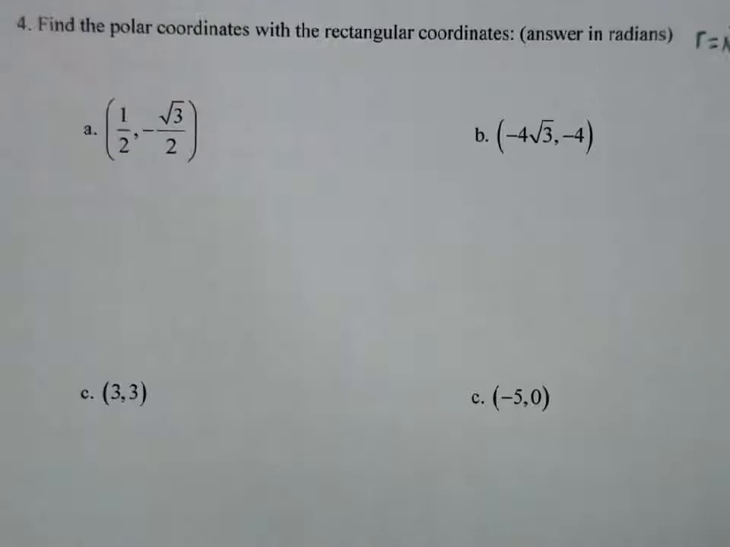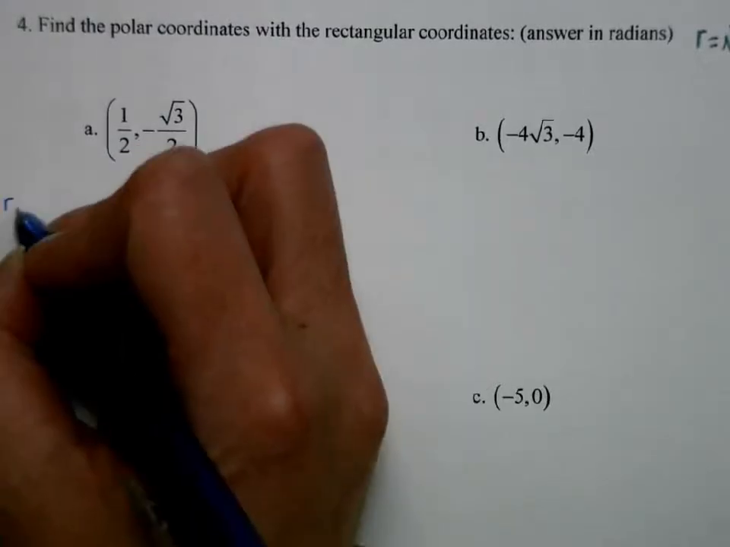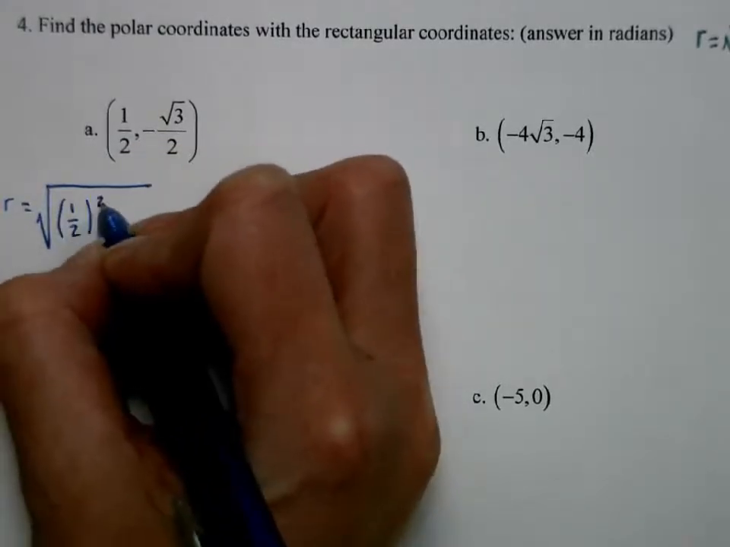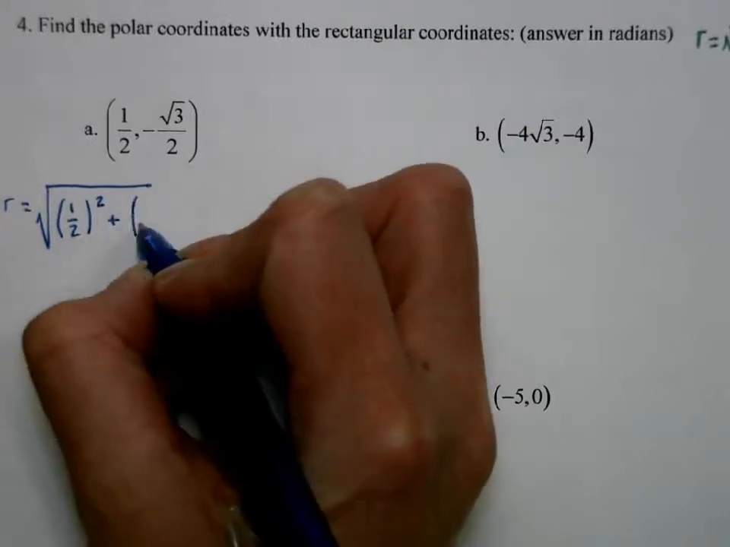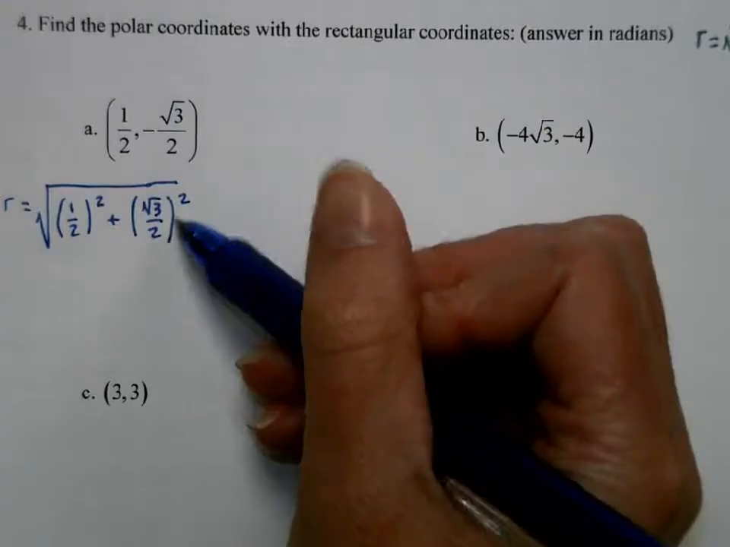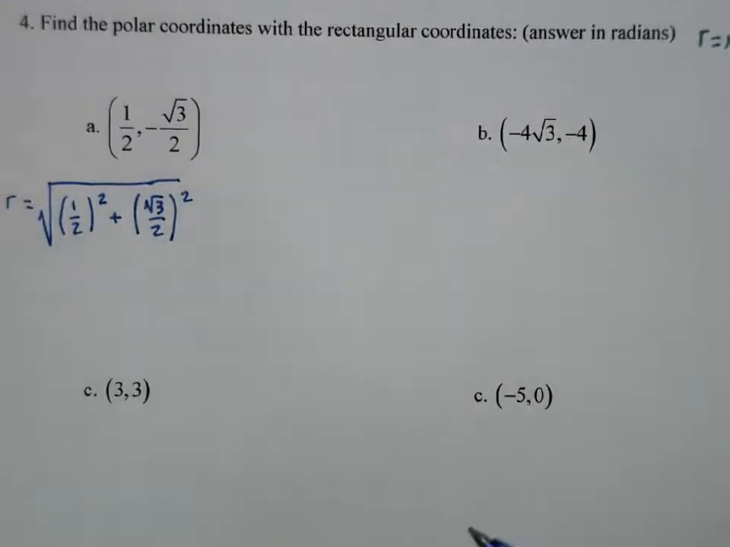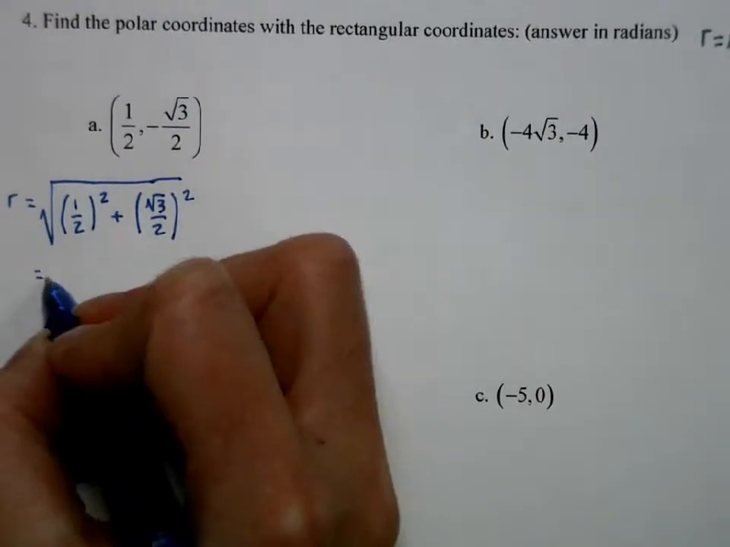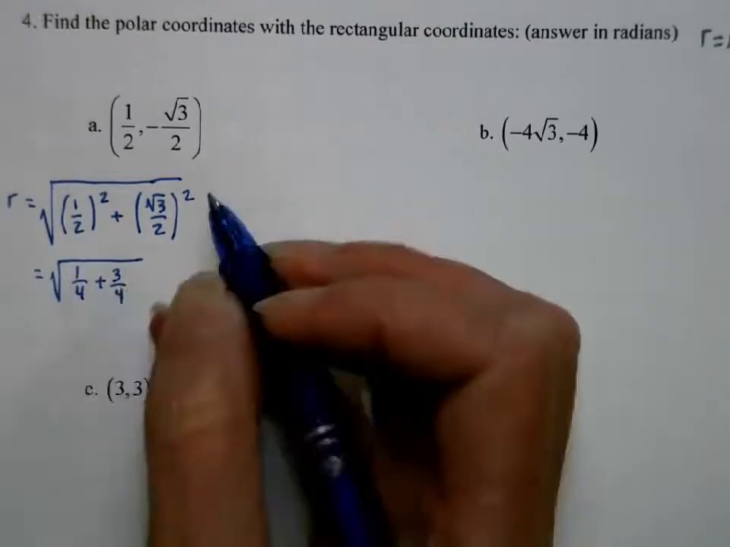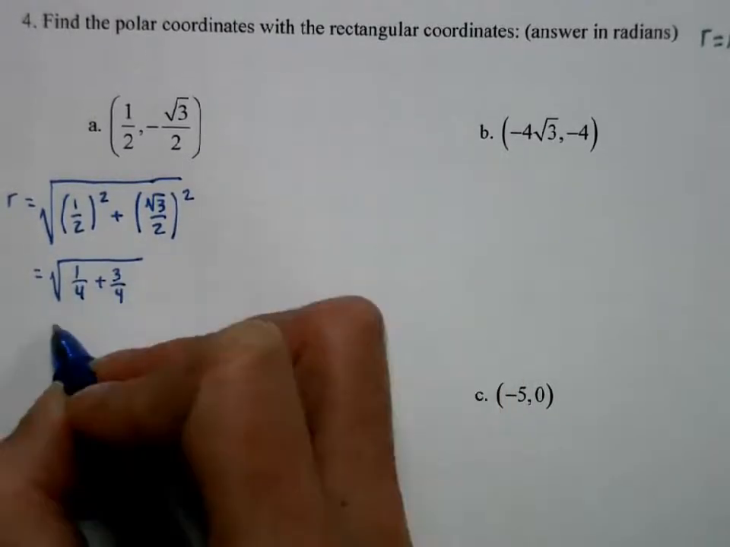Okay. So first one, r is going to be the square root of 1/2 squared plus, I'm squaring this, so I'm going to be a little bit lazy and ignore the negative, because if I turn around and square it, it's going to go away anyway. So save that precious ink. So when we square this, I get 1/4 plus 3/4. Add those together is going to be 1. Square root of 1 is 1.